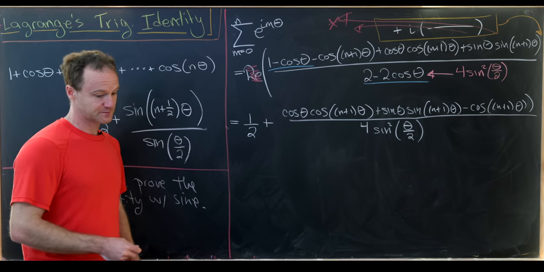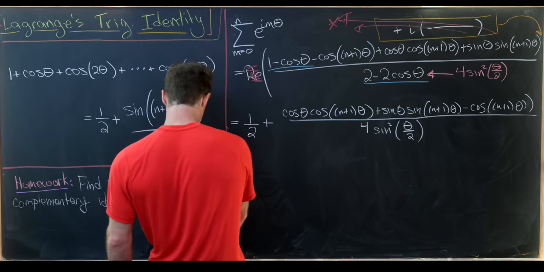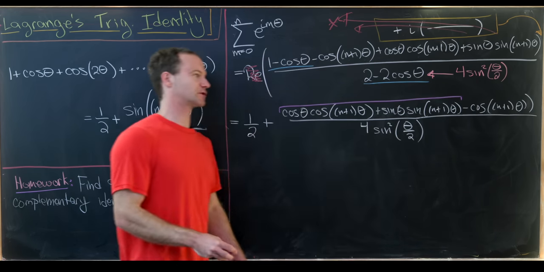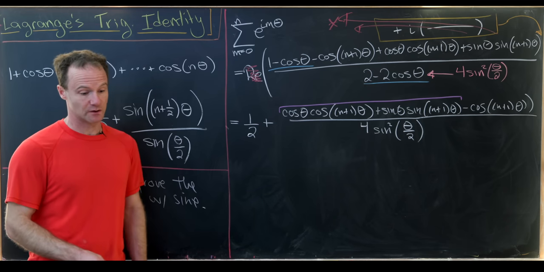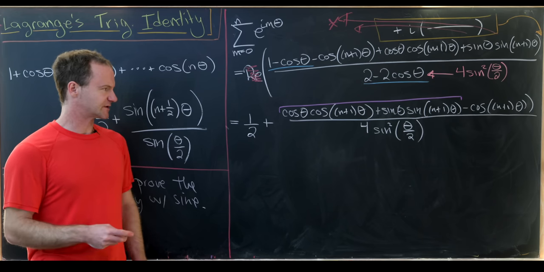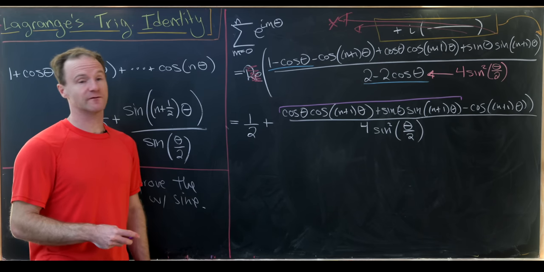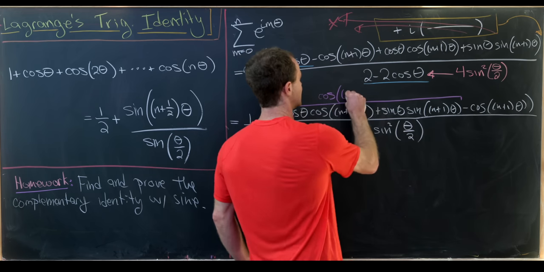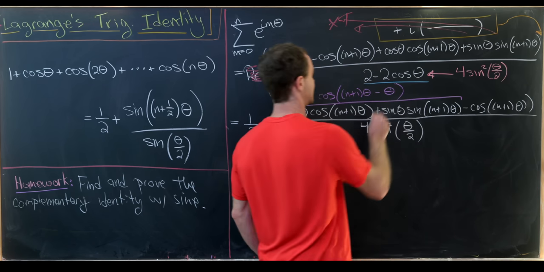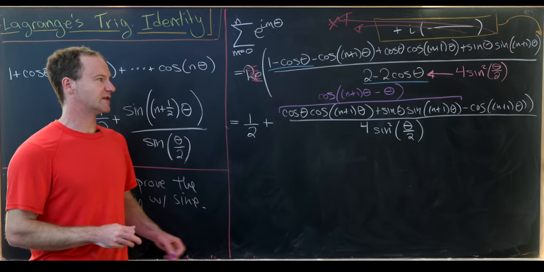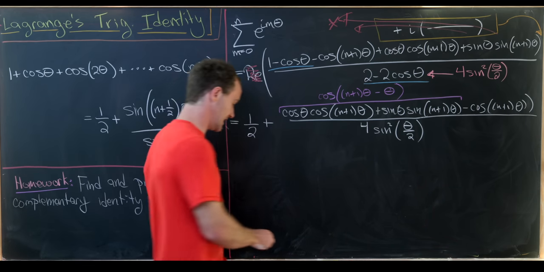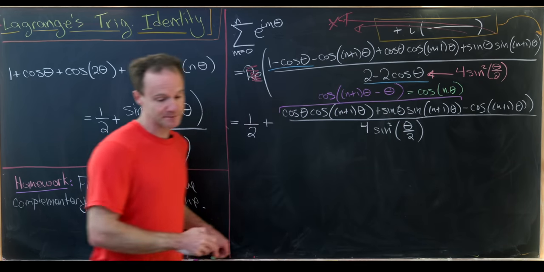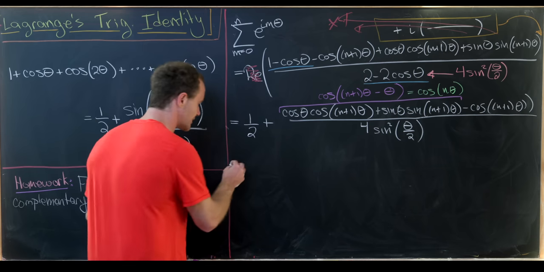Okay, nice. And now let's notice that this stuff that I will overline in purple looks like the output of some sort of sum formula for either sine or cosine, or maybe a difference formula. And in fact, it's a difference formula for cosine. This is in fact equal to cosine of n plus 1 theta minus theta. But of course, cosine of n plus 1 theta minus theta is just cosine of n theta. So we might as well rewrite this as cosine of n times theta. So something like that. Okay, so let's bring all of this down.